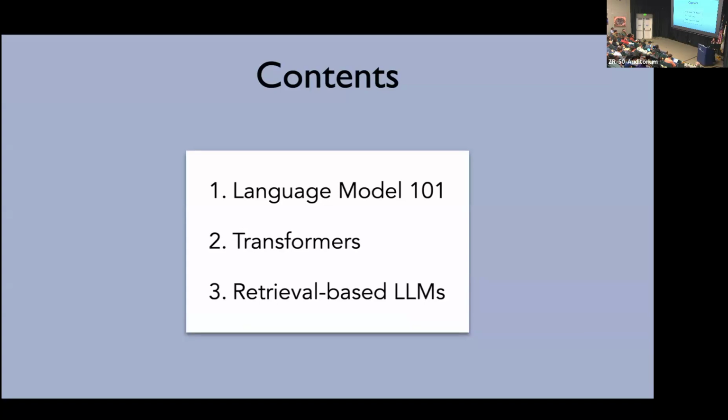So the content of this lecture will be as follows. First, I will give you a brief language model 101, since this is probably the first lecture that is formally covering large language models. And I'll deep dive into the architecture of large language models, that is, the architecture called transformers. And then lastly, I will briefly talk about how we can augment large language models to be more factual and grounded by using a technique called retrieval. It's called retrieval-based large language models. So that will be the content. And I'll get started with language model 101.